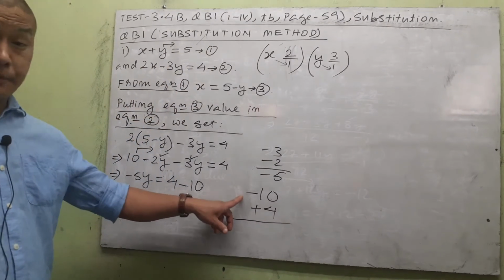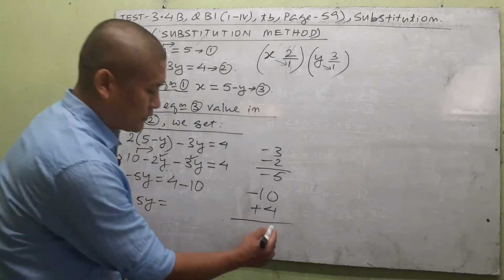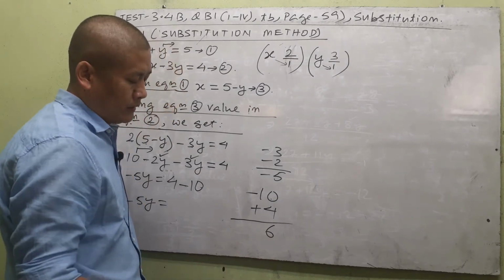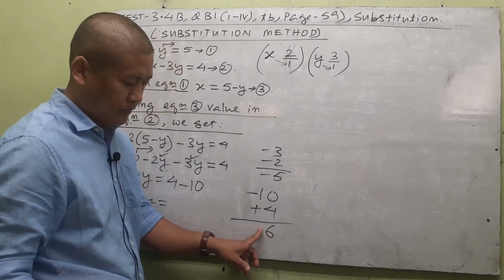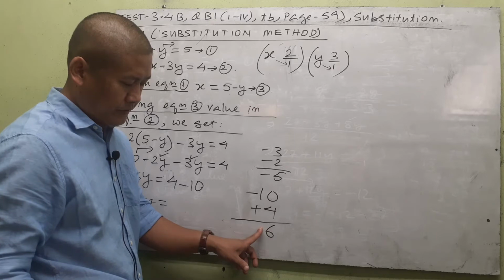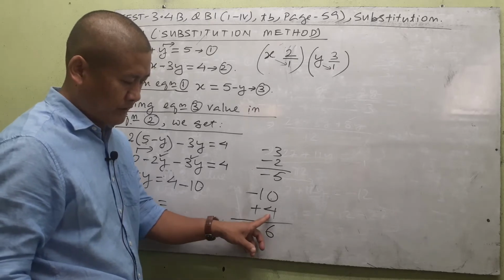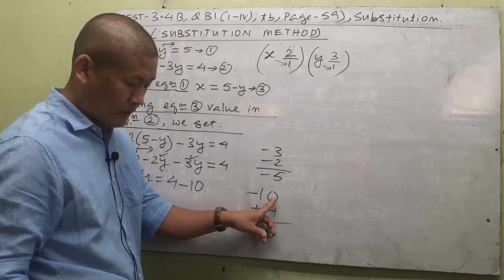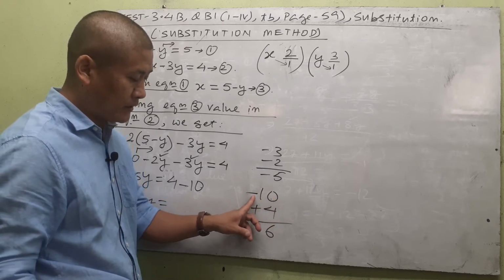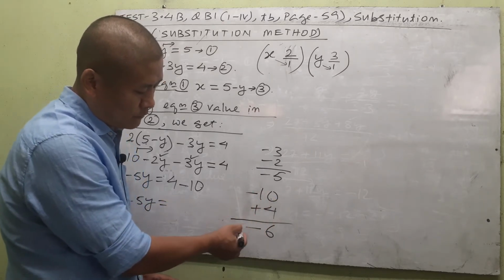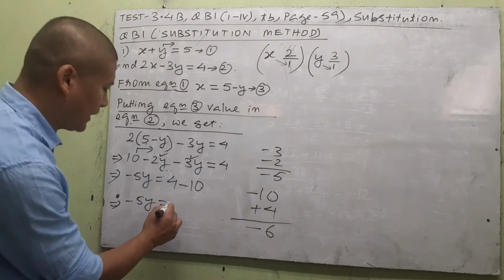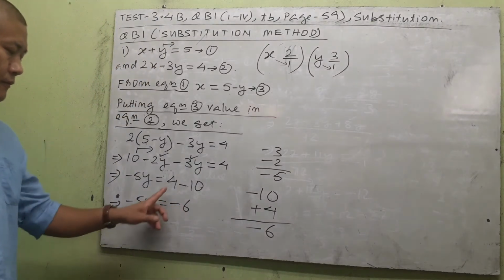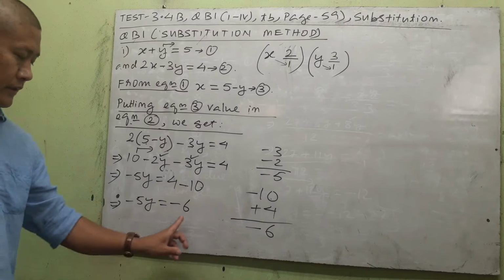And we know that when it's minus and plus we subtract, so 10 minus 4 is 6. Then what sign should we put after subtraction? The answer is, the one which has the bigger absolute value, which is 10. So the bigger absolute value 10 is minus. So the answer 6 also will have minus in front. So there will be minus 6. So plus 4 minus 10 is minus 6.